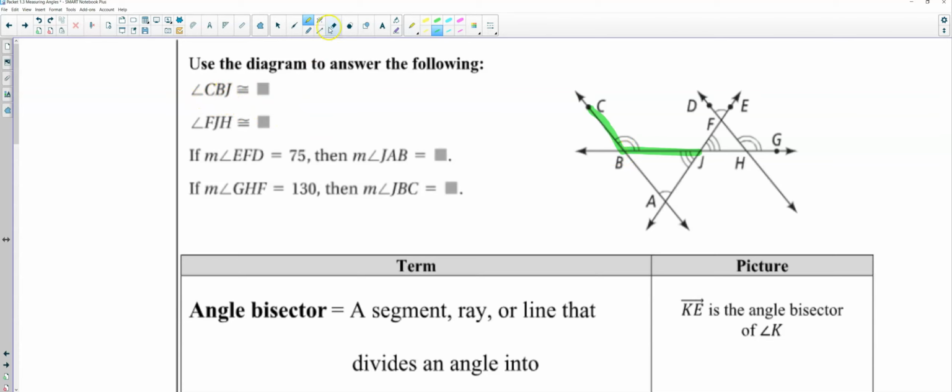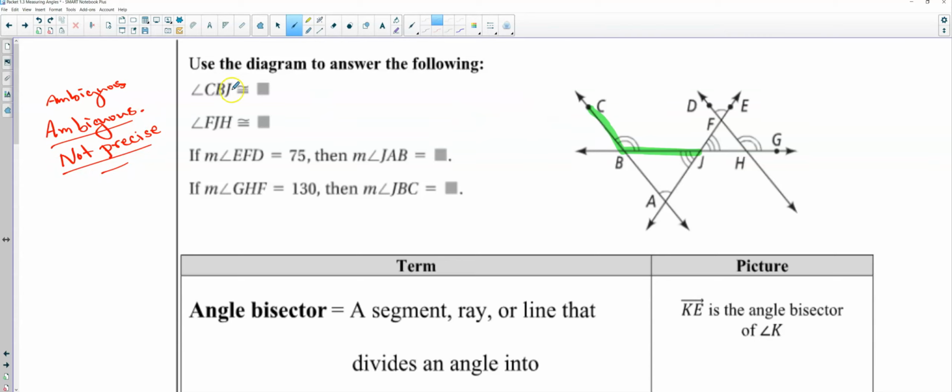So in other words, since there are many angles with vertex B, I want to be precise, not ambiguous. Let me write that word for you. Vocabulary: ambiguous. Is that how you write it? Let me see. Yeah, ambiguous. If you're ambiguous, that means that you're not precise. Ambiguous means not precise. You're not being precise if you're being ambiguous.